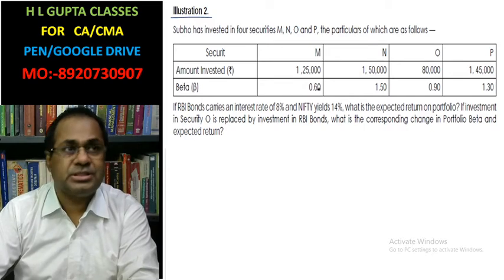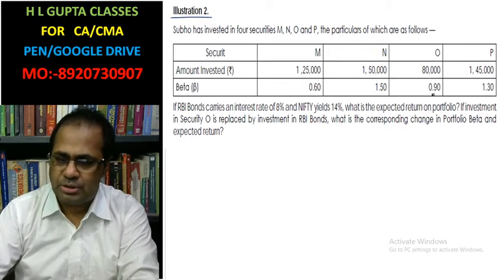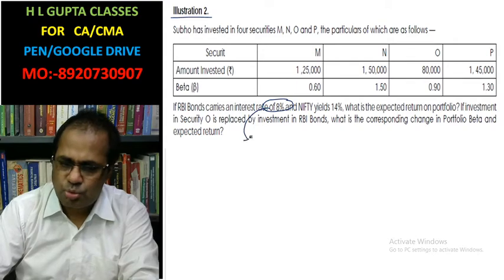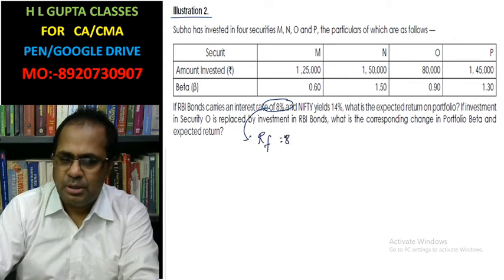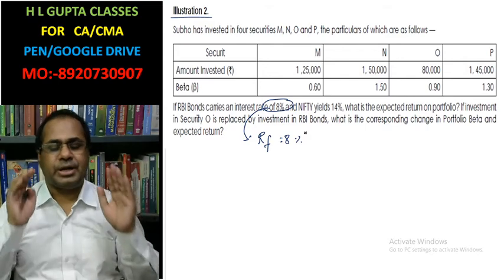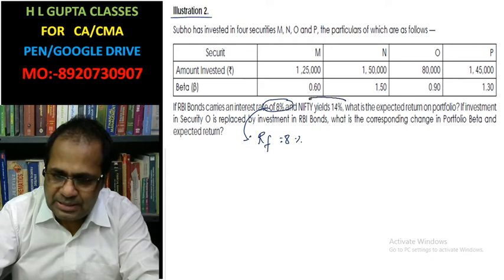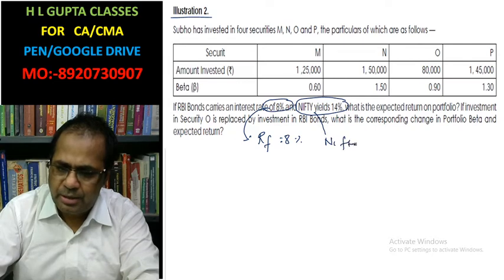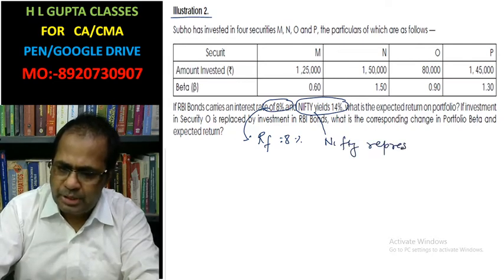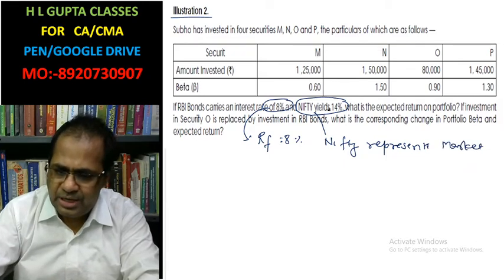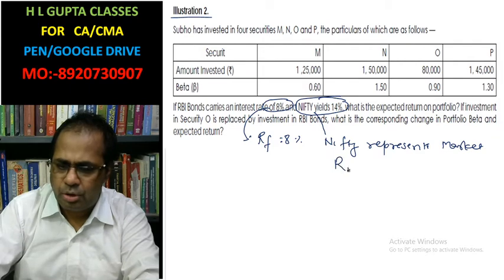Betas are 0.60, 1.50, and so on. This is given. RBI bond interest rate is 8%. This is assumed to be risk free. All government security treasury bill return is assumed to be risk free. This is Nifty. Nifty represents the market, and Nifty has returned 14%. That equals the return on the market portfolio.